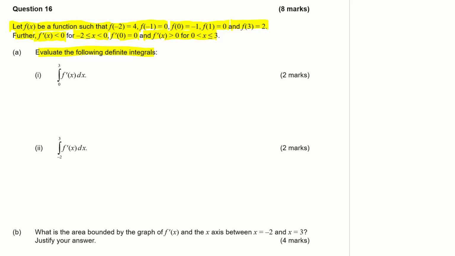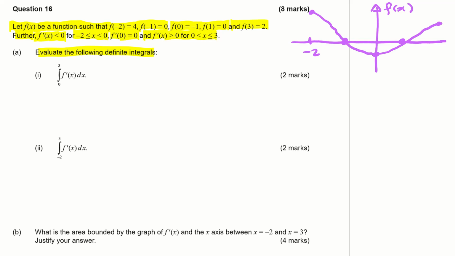We want to evaluate the following definite integrals, but before I do that, let's have a quick sketch of f(x) from what we've got over there. So at -2, the value is 4. At -1, it's 0. At 0, it's -1. At 1, it's 0 again. And at 3, it is 2. So it's going to go something like that.